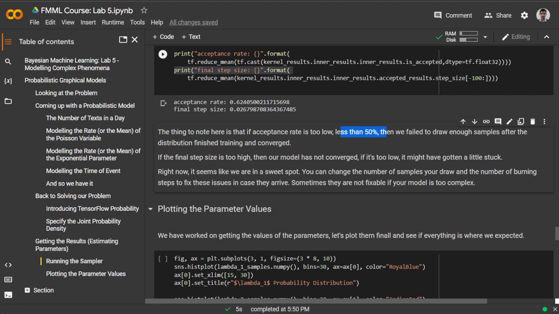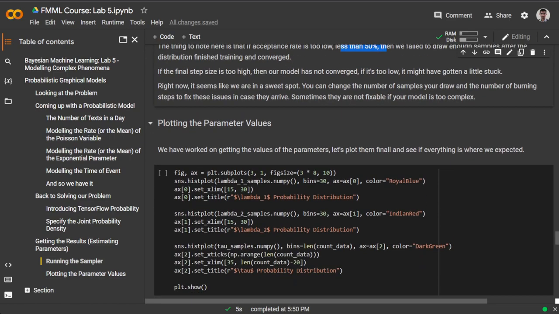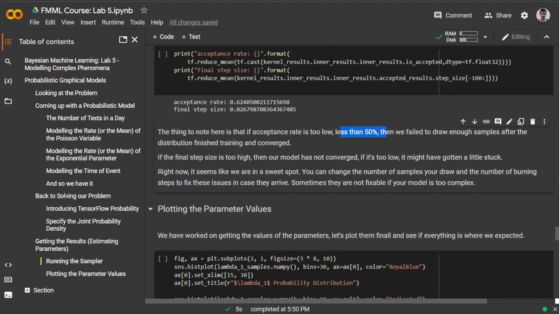Also, if the final step size were too large, then we might not have converged, and if it were too small, then we would have gotten stuck. 0.02 is a reasonable value of final step size, where we are reasonably confident that our model has converged to a nice sweet spot. All of this comes almost exclusively from experience and looking at other people's code on how they perform on these examples.